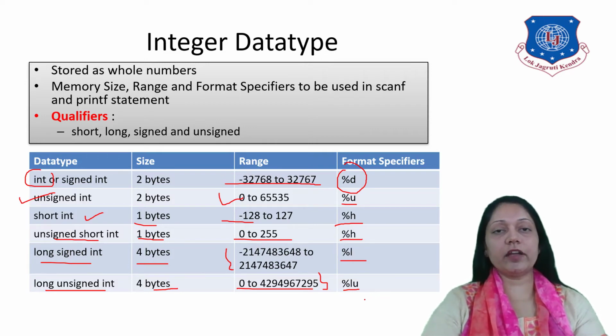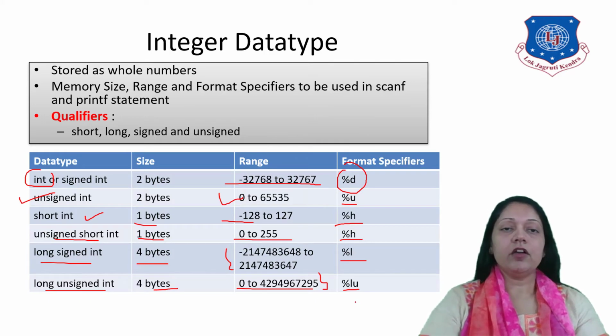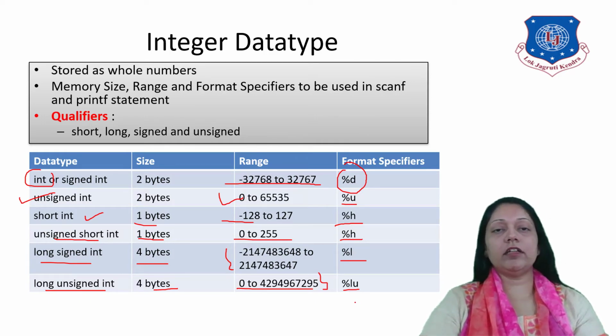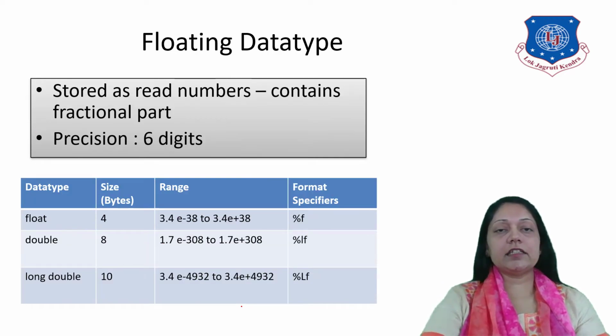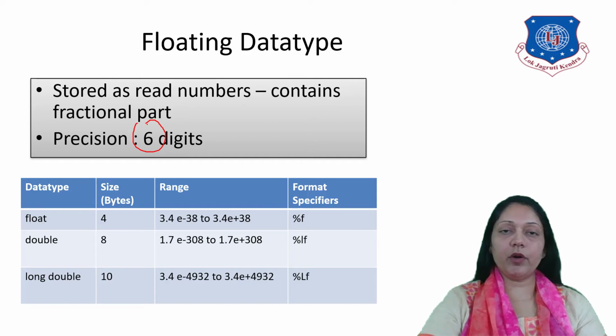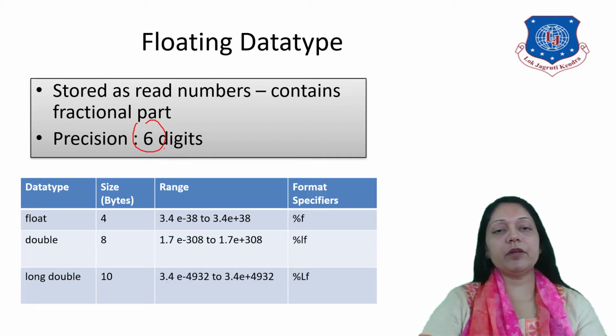So this is the way you can use the integer data type in your program. Depending on the maximum number, you can go for int, short or long int. Okay, the next is floating point data type. Floating point data type means numbers which contain a fractional part, like 5.6, 2.9 and so on. In a floating point data type, the precision used is 6 digits. Precision means after the decimal point, you will always have a minimum of 6 digits in a number.